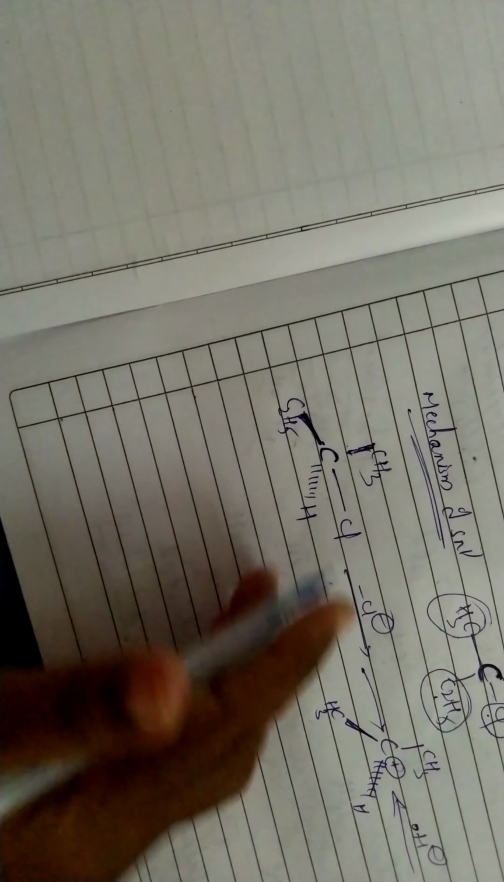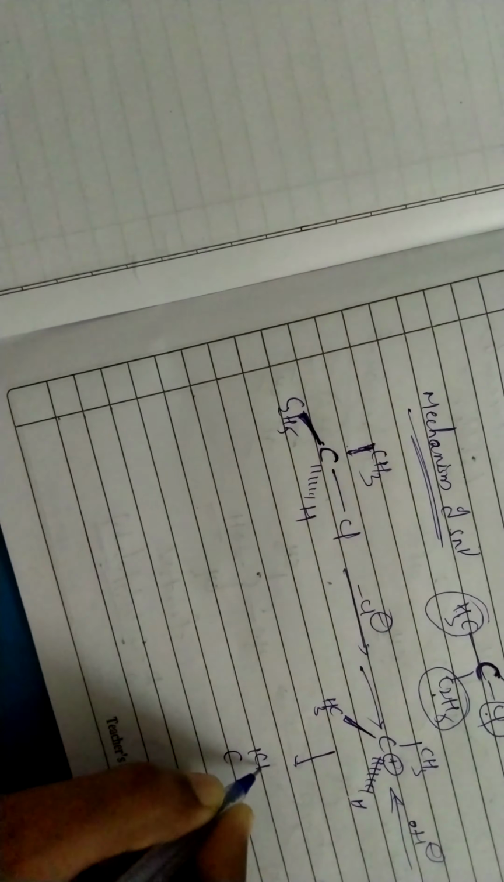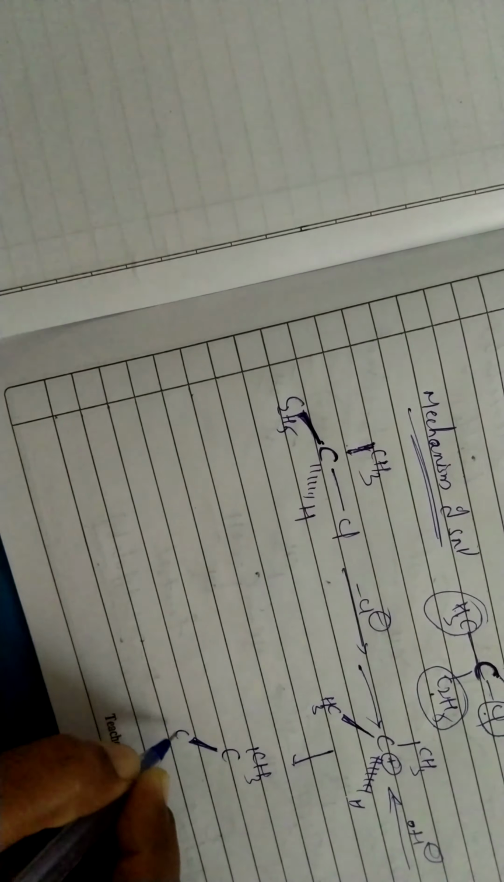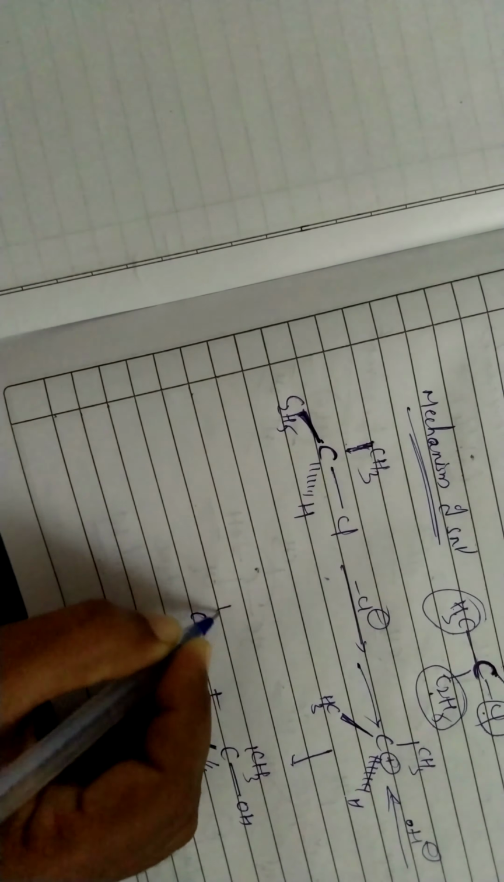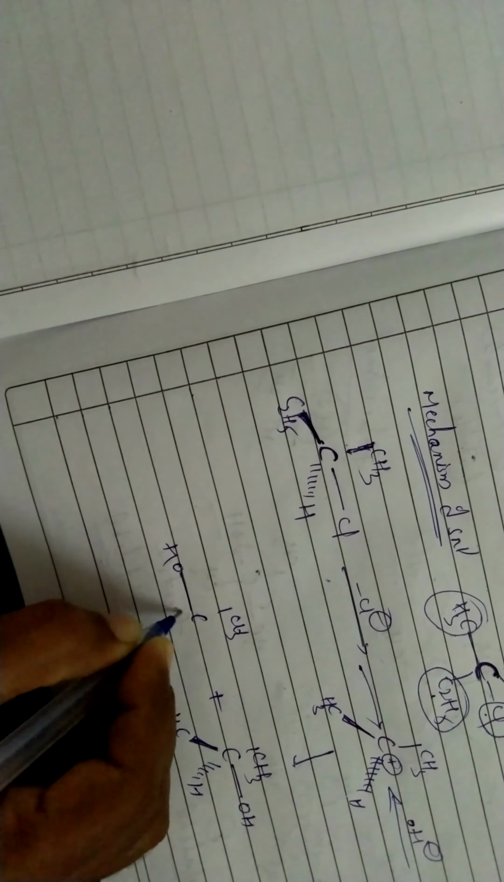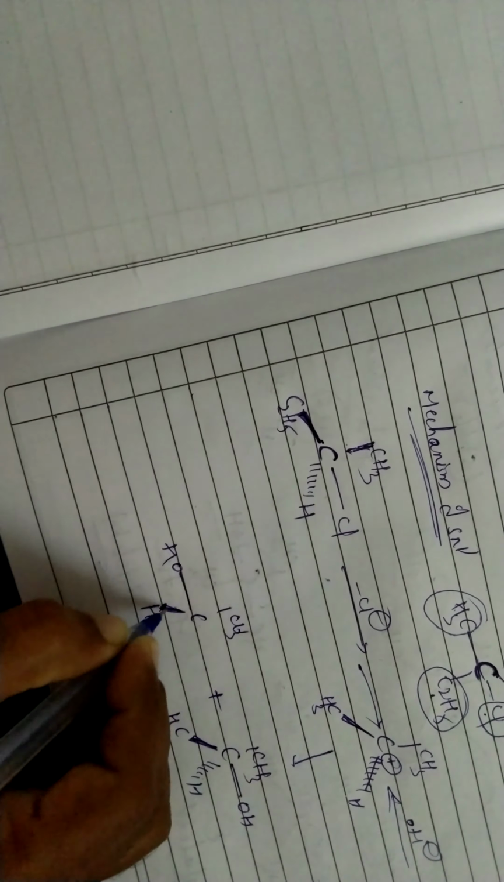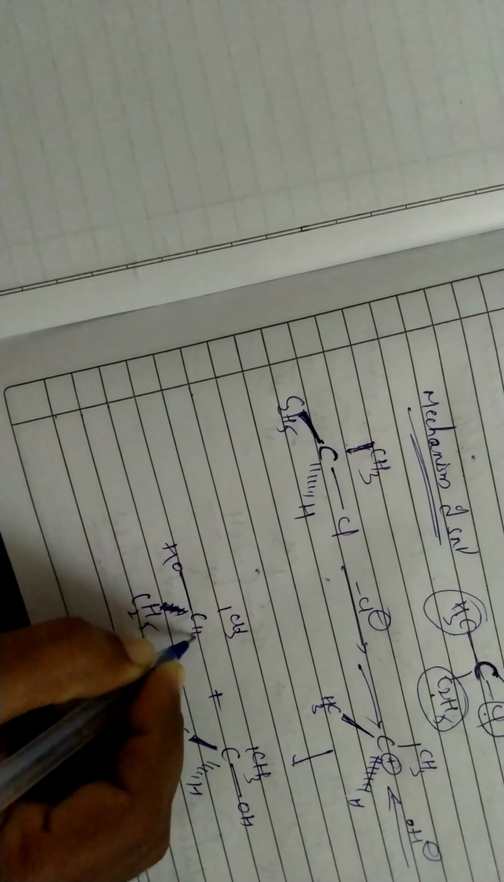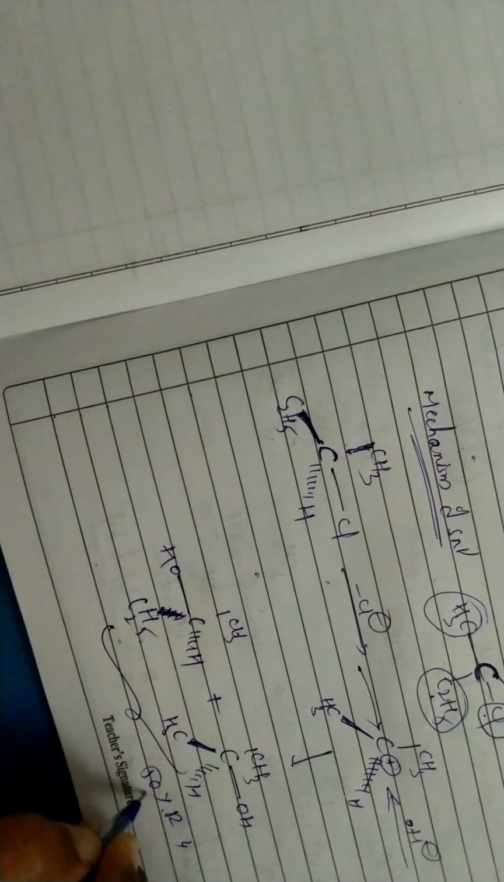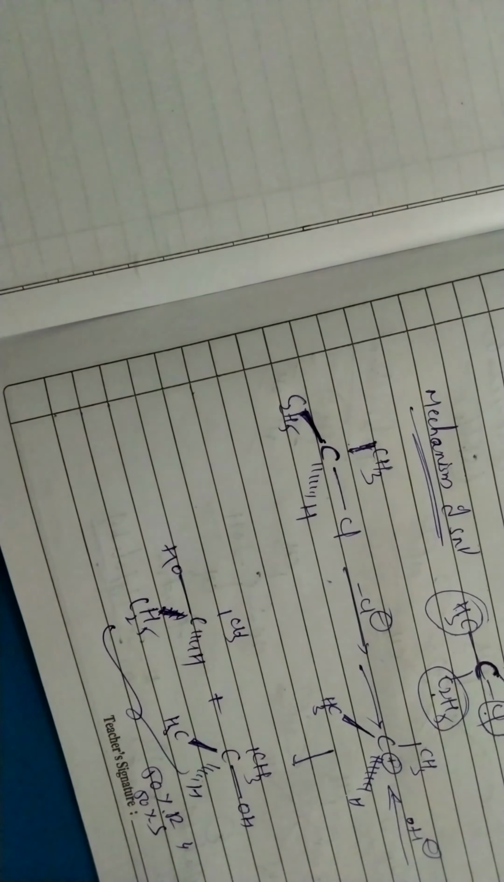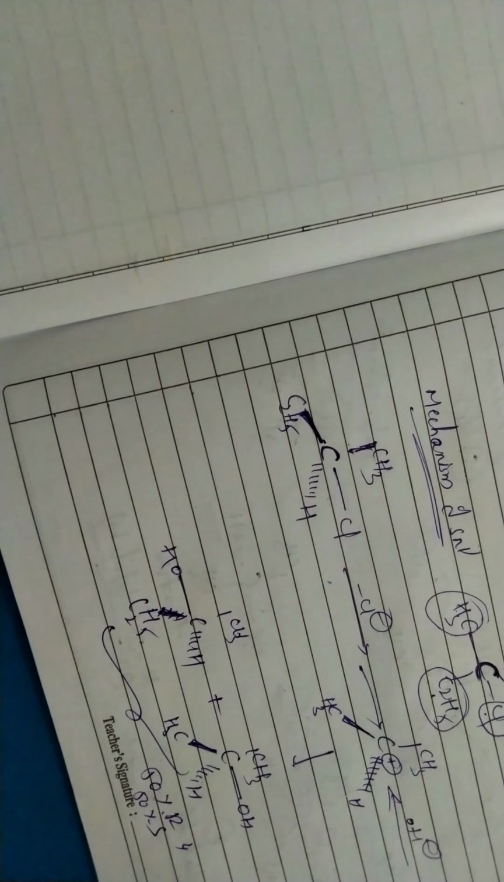So now we are getting 2 products, CH3, H, OH plus CH3, OH, H. These are the 2 products. It is 50% R and 50% S, the R and S enantiomers. It is called a racemic mixture. That means the SN1 reaction product is a racemic mixture.